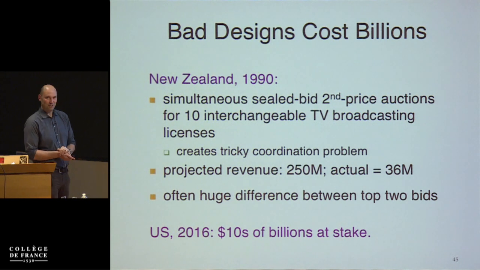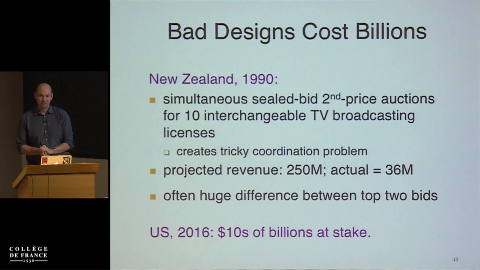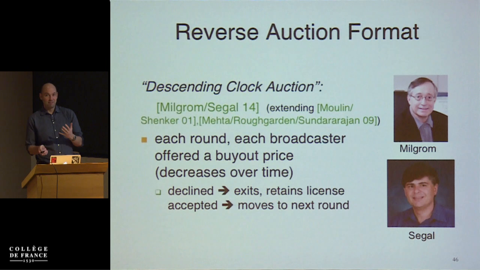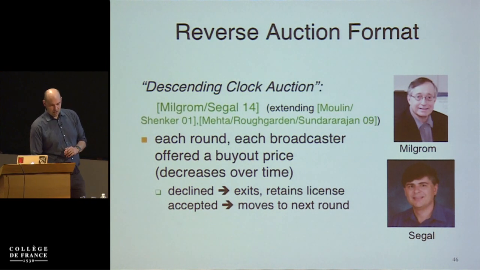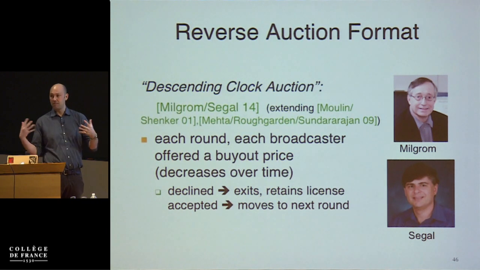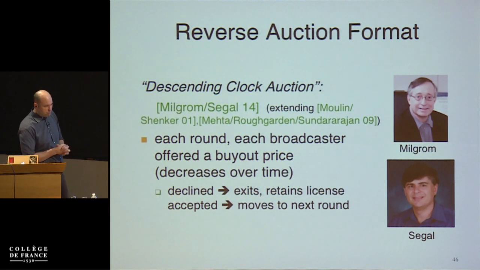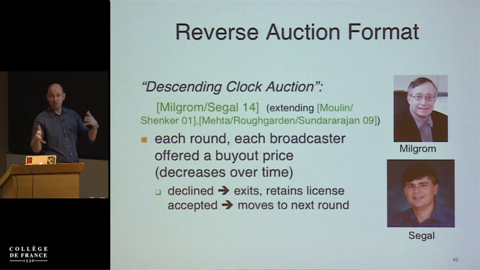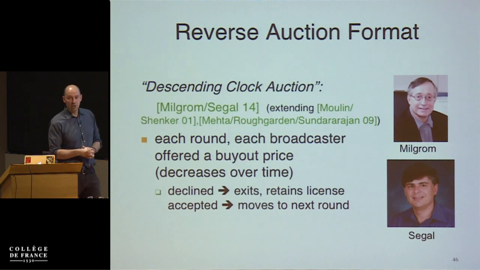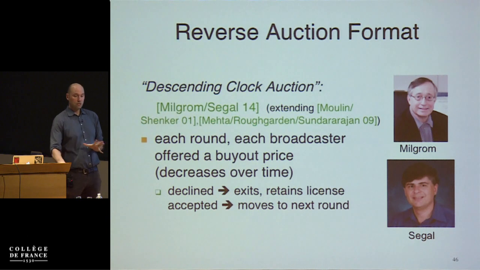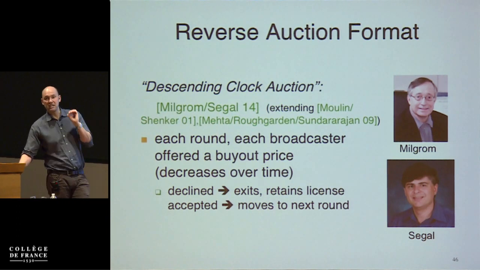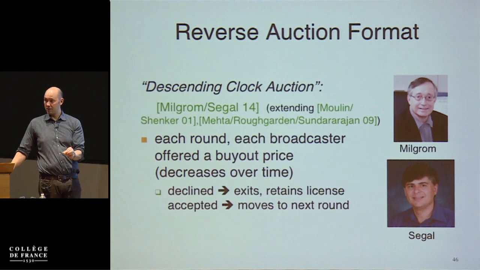Okay, so it's a stressful thing if you're actually in charge of putting together these spectrum auctions. So, given that this new reverse auction had to be invented, how does it work? The format was proposed by a couple economist colleagues of mine at Stanford, Paul Milgrom and Ilya Segal. It extends previous formats that have been looked at in the computer science and game theory literatures. It's called a descending clock auction, and it has a lot of cool properties. One cool property of this auction is that it's really, really simple for the participants.